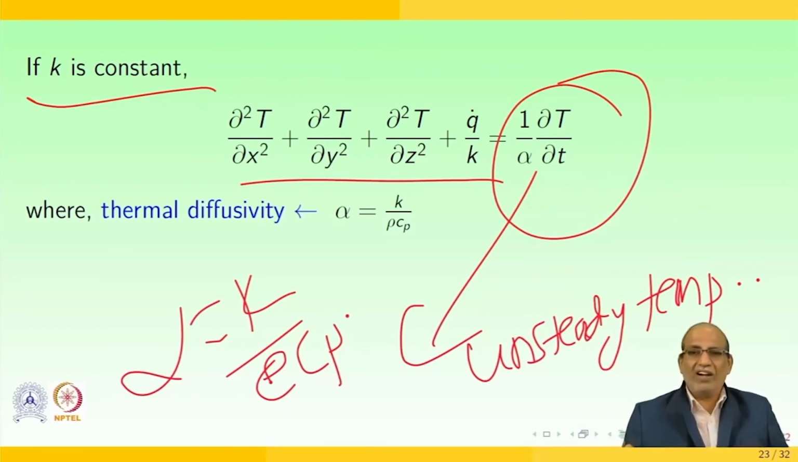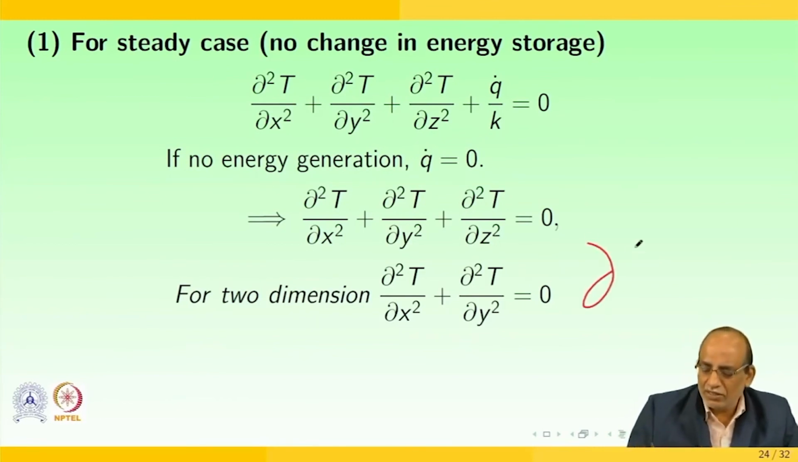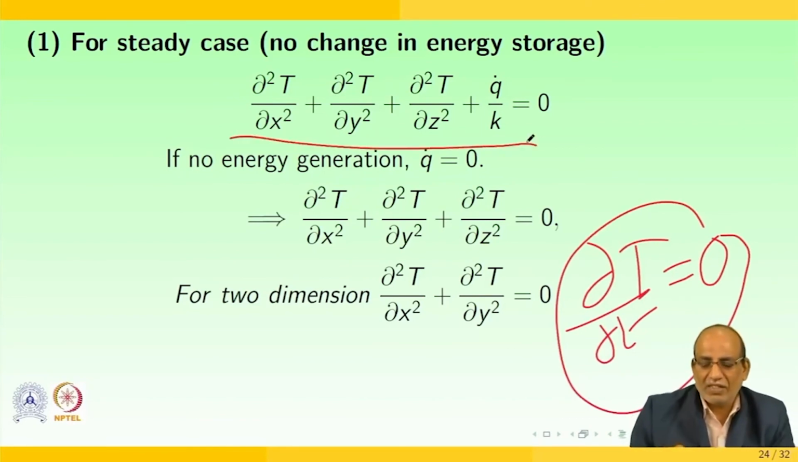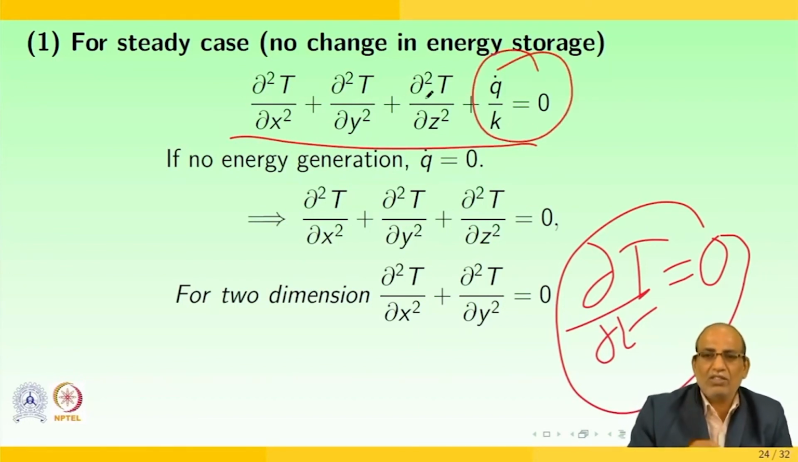Well, moving further, for the steady case, dou T by dou t happens to be 0. If that is the case, we will have this equation: dou square T by dou x square plus dou square T by dou y square plus dou square T by dou z square plus q dot by k is equal to 0.